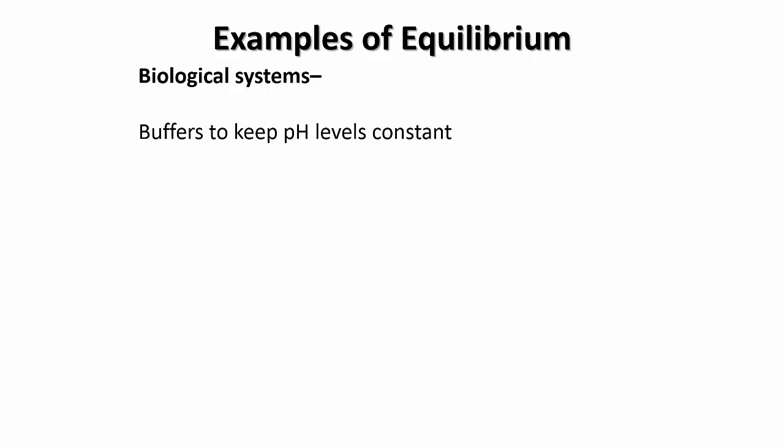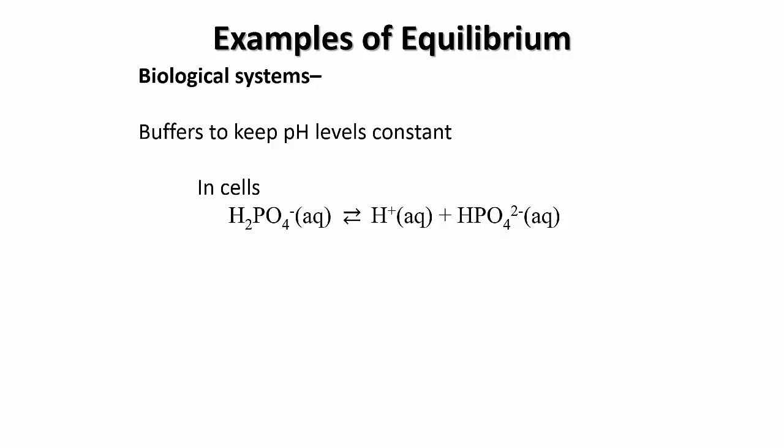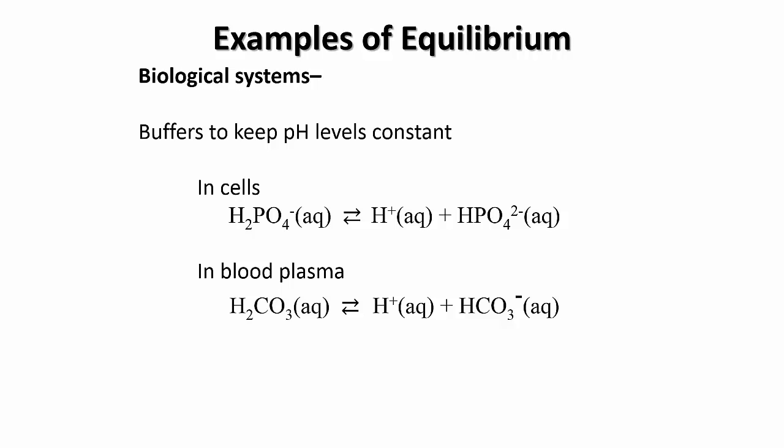Another important one in biological systems: we have to have buffers to keep pH levels constant. Inside our cells, we have this dihydrogen phosphate buffer that helps maintain pH levels. We also have one in blood plasma, and this one is a little more familiar. You see carbonic acid going to H plus and HCO3 minus. That's in our blood plasma to help maintain our pH levels, because if our pH levels get out of whack, it can cause very serious damage and even death.